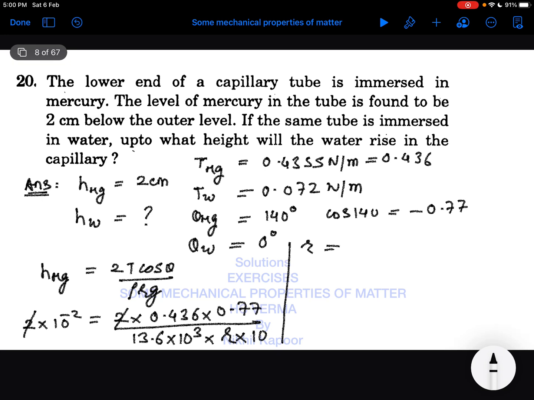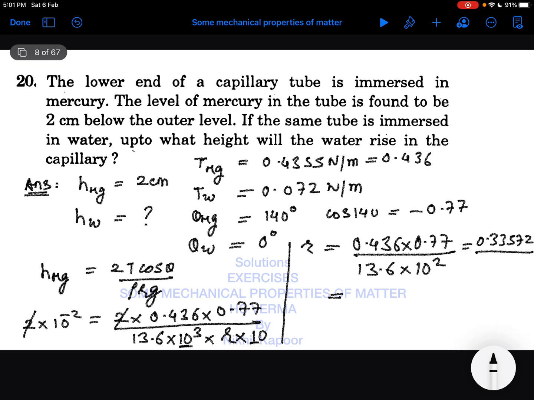So this 2 and this 2 get cancelled. The radius is 0.436 into 0.77 divided by 13.6 into 10 to the power 2, since this 10 raised to 3 and this 10 raised to minus 1 become 10 raised to 2. On solving for the radius of the capillary tube, 0.436 multiplied by 0.77 comes out to be 0.33572, divided by 13.6 into 10 raised to 2 as it is.